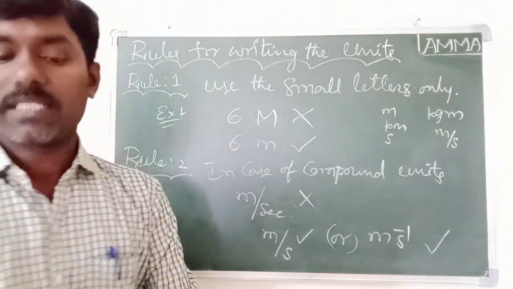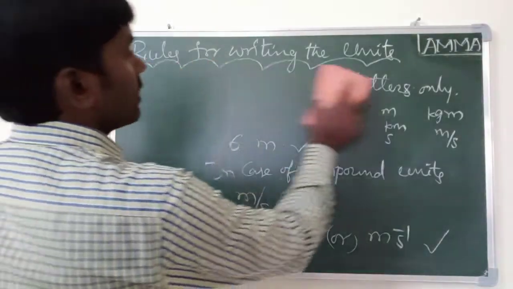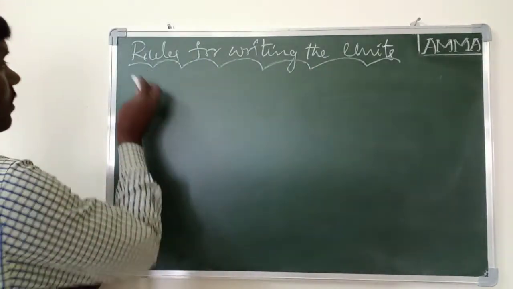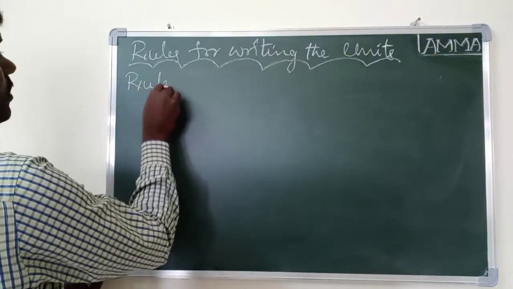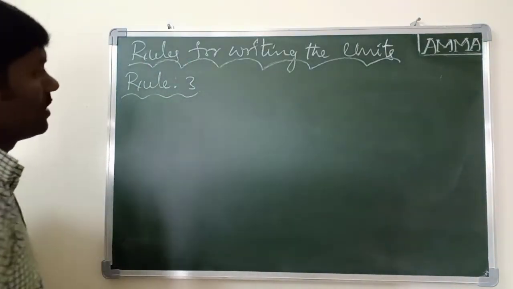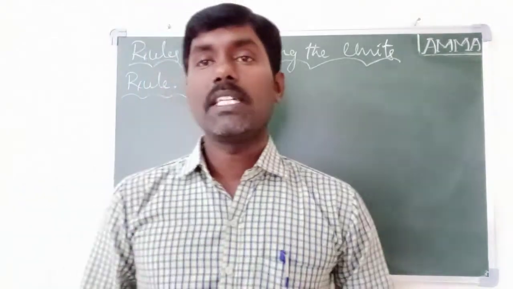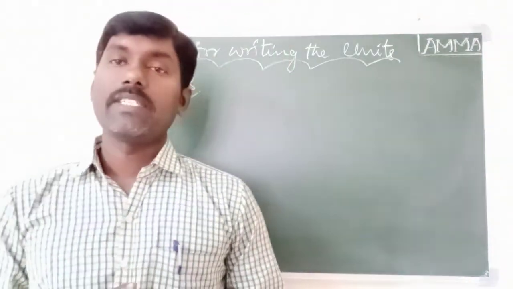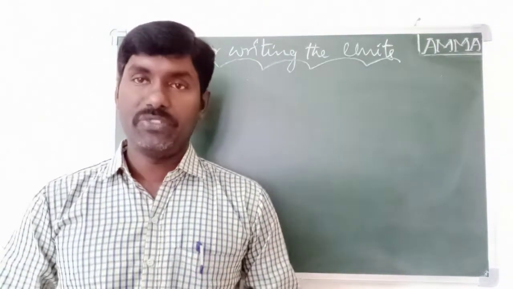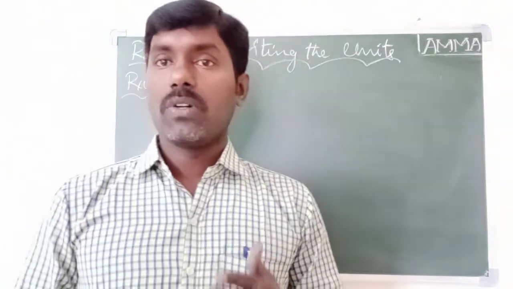Okay students, then let's go to the third rule of the units. Rule number 3. What is rule number 3? Sometimes we represent units which are named by scientists in honor of their research in their respective fields, such as joule, newton, watt.